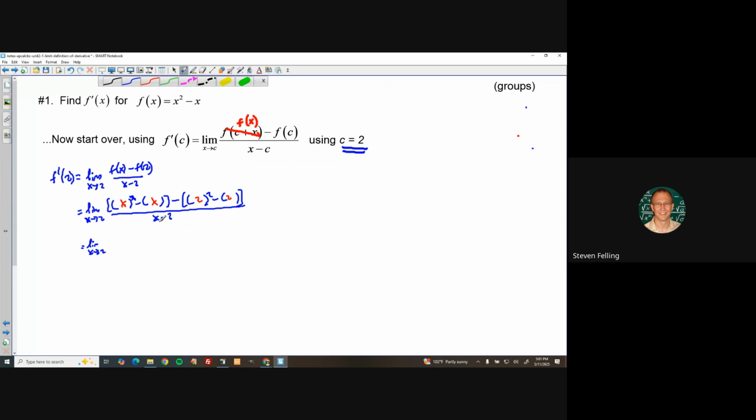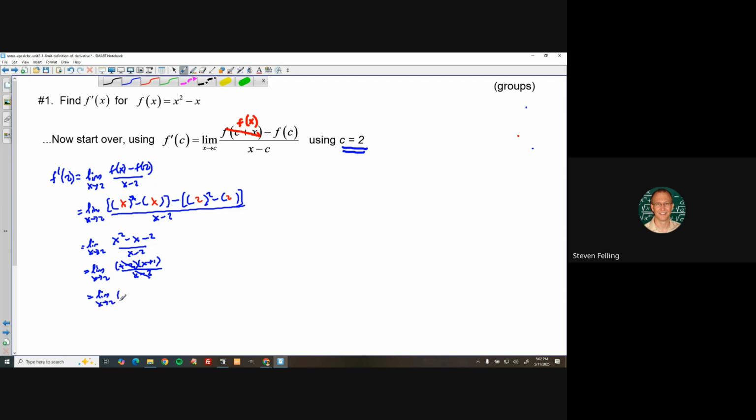So we have the limit as x approaches 2. We can't plug in 2 yet because that would make the denominator 0, but this is x squared minus x, and this is minus 4 minus 2, which is 2, so that's minus 2. But this factors into x minus 2 times x plus 1, right? Yep, over x minus 2, which means these x minus 2's would cancel.